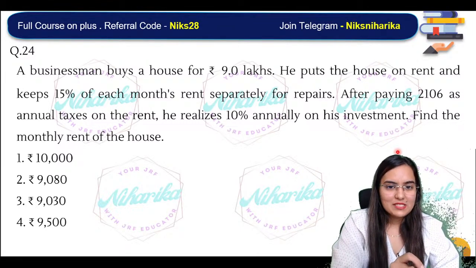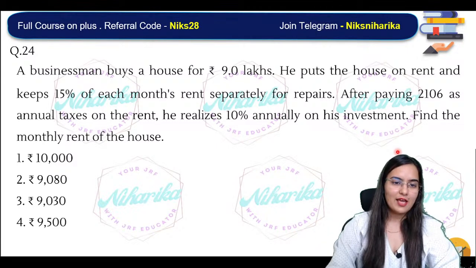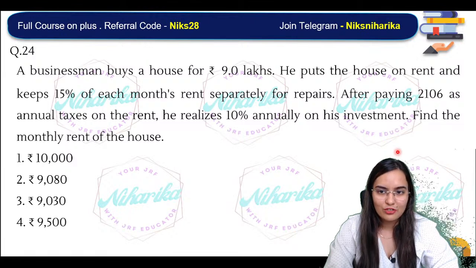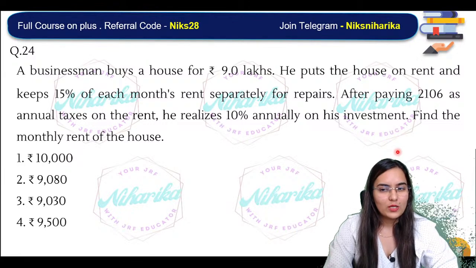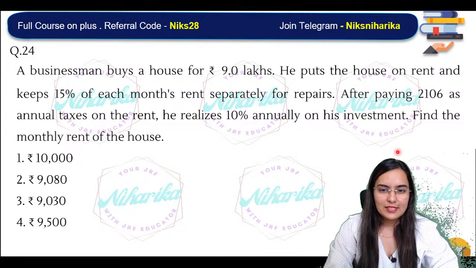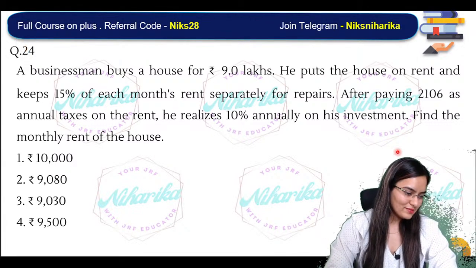Okay, now a businessman buys a house for 9 lakh. He puts the house on rent and keeps 15% of each month's rent separately for repairs. After paying 2106 as annual taxes on the rent, he realizes 10% annually on his investment. Find the monthly rent of the house.